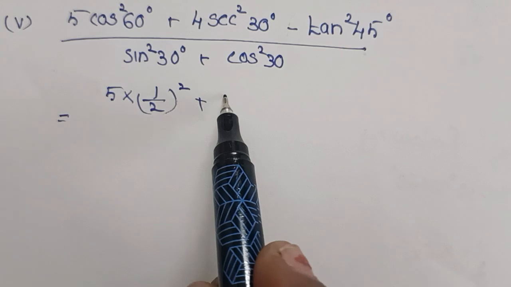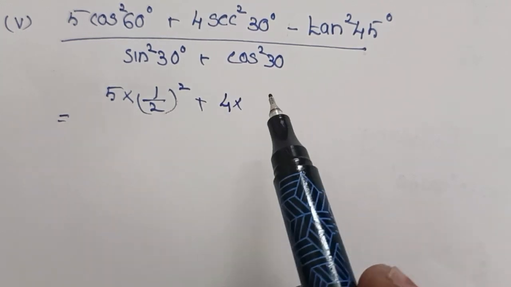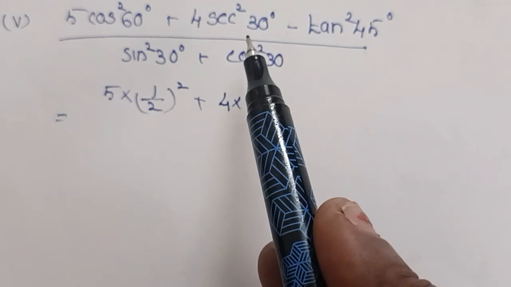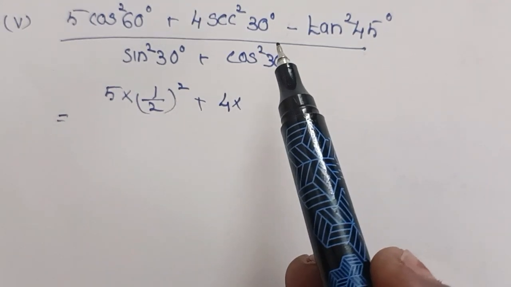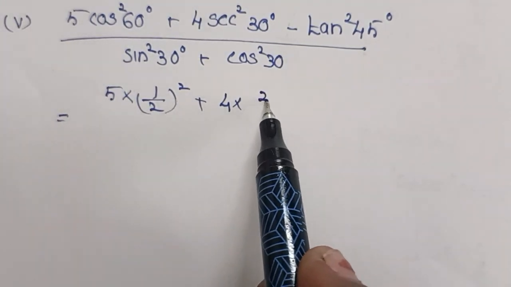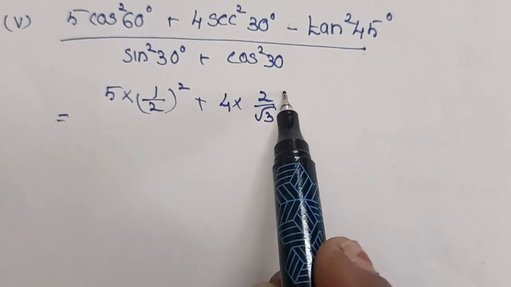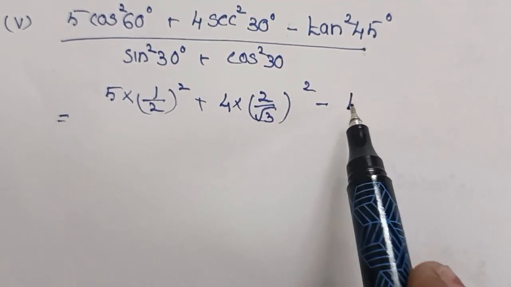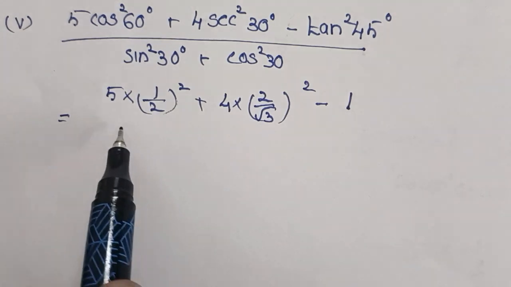Plus 4 into sec, which is the reciprocal of cos. Cos 30 is the same as sin 60. Sin 60 equal to root 3 by 2. So its reciprocal is 2 by root 3. 2 by root 3 the whole square. Minus tan square 45. Tan 45 equal to 1. So 1 square is equal to 1.